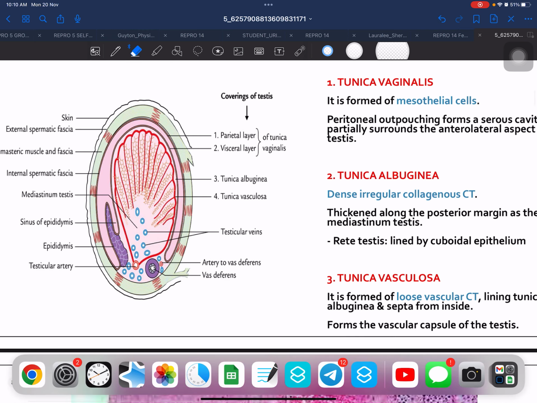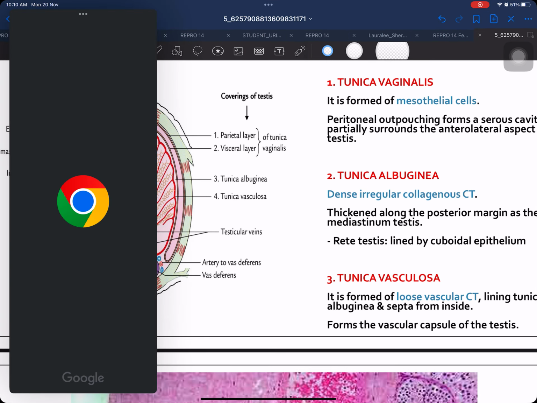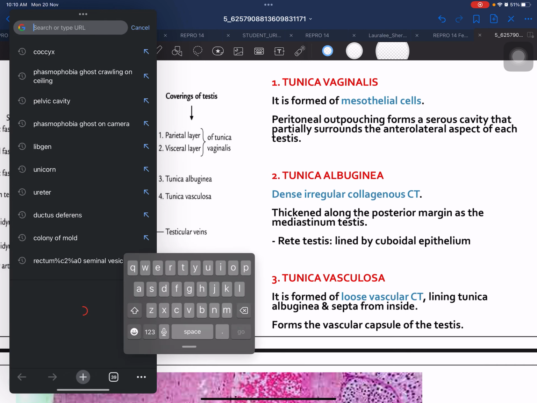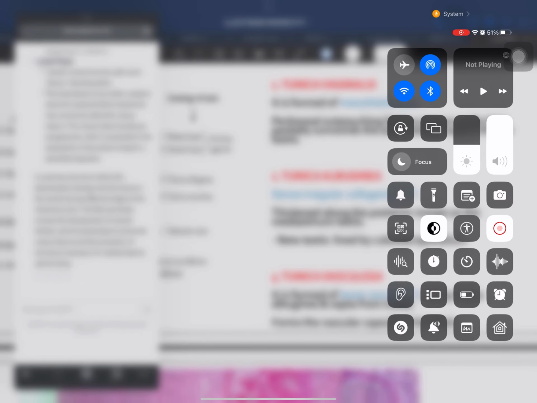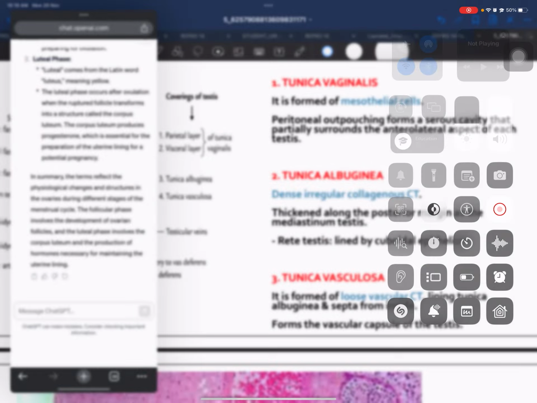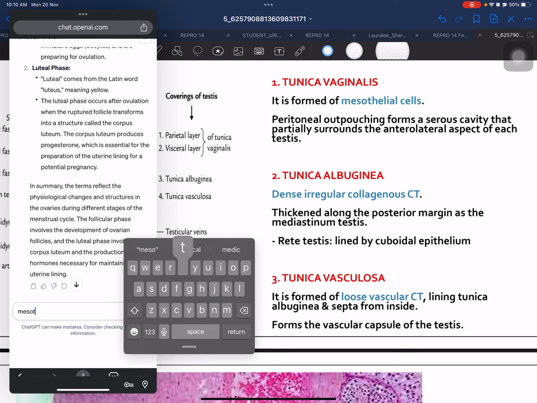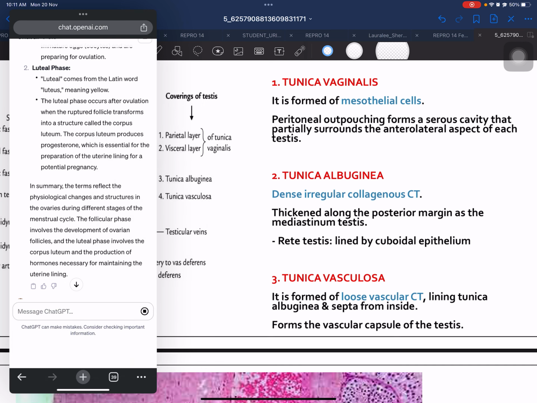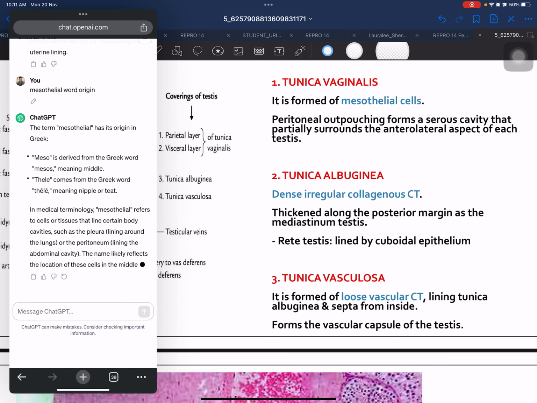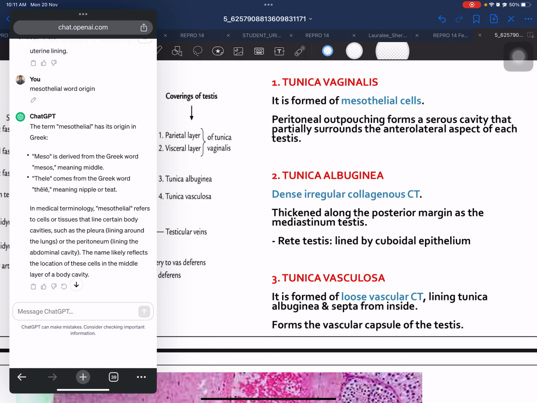It makes up a peritoneal outpouching, forming a serous cavity that partially surrounds the anterolateral aspect of the testes. So only at the anterolateral aspect do we have the tunica vaginalis. It comes from the peritoneum itself, an extension of the peritoneum.